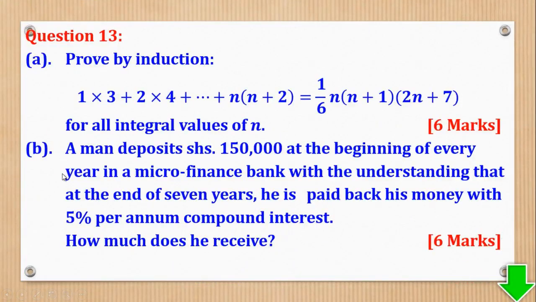Part B says, a man deposits shillings 150,000 at the beginning of every year into a microfinance bank, with the understanding that at the end of 7 years, he is paid back his money with 5% per annum compound interest. How much does he receive?